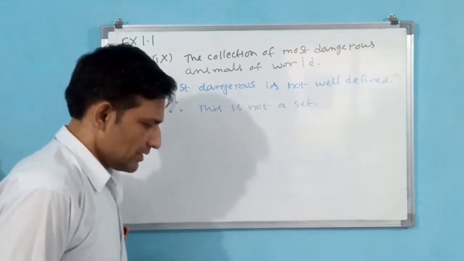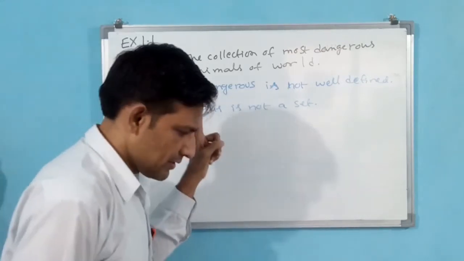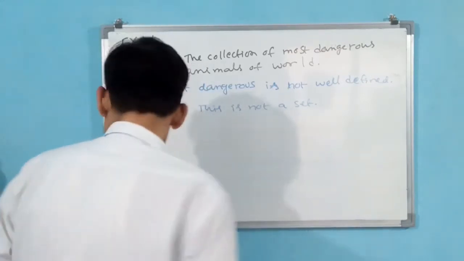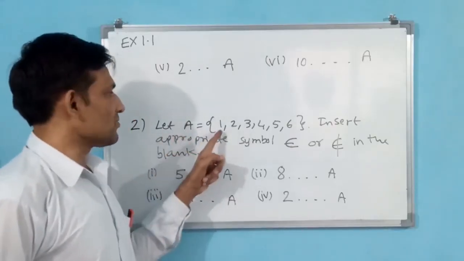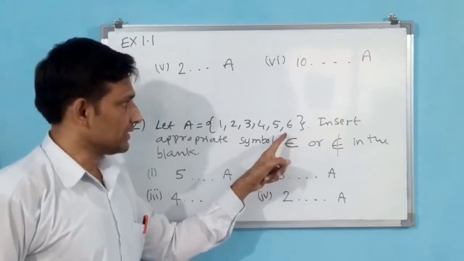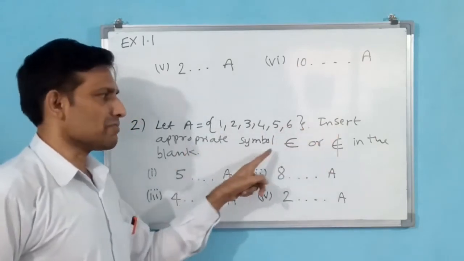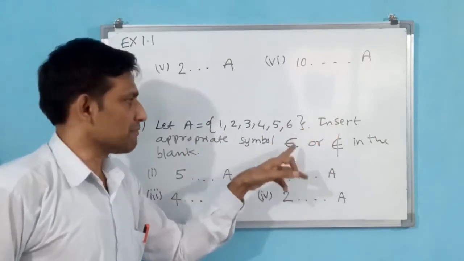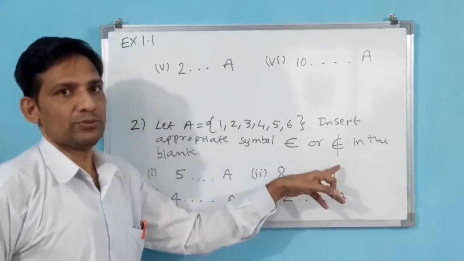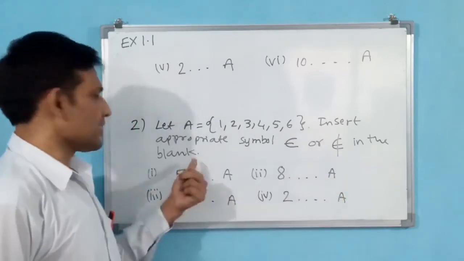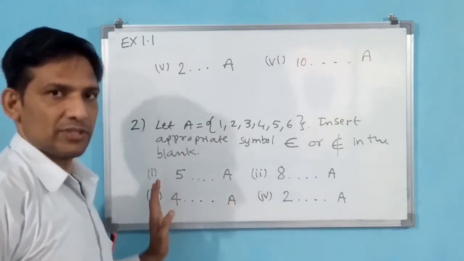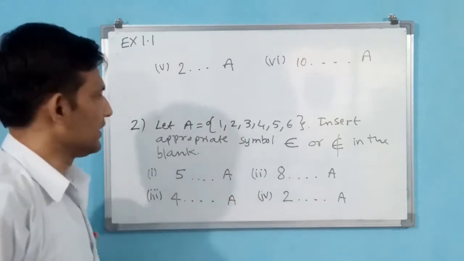Okay. Now we have completed the first question. We go for the second question. Okay, see the second question. Let A = {1, 2, 3, 4, 5, 6}. Insert the appropriate symbol, epsilon or epsilon naught, that means belongs to or not belongs to, in the blank. Okay, that question, how you are going to answer, we see.